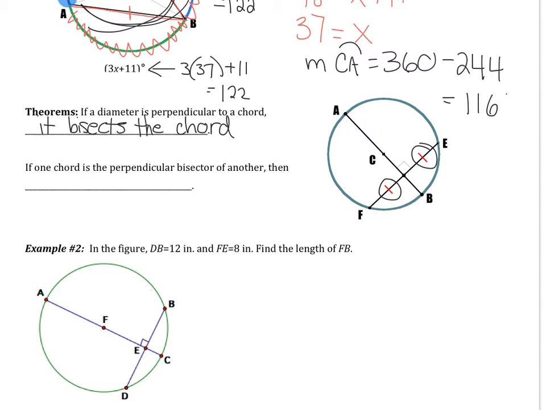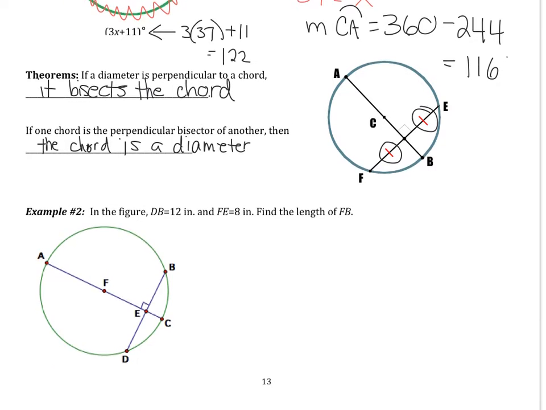because they are congruent. Now, the reversal of that says if one chord is the perpendicular bisector of another, then the chord is a diameter. So here, let's say I didn't know AB was the diameter. If I looked and saw those two things are happening, it's perpendicular to chord FE, and it splits FE into two equal pieces, then I would know right away that AB is a diameter.